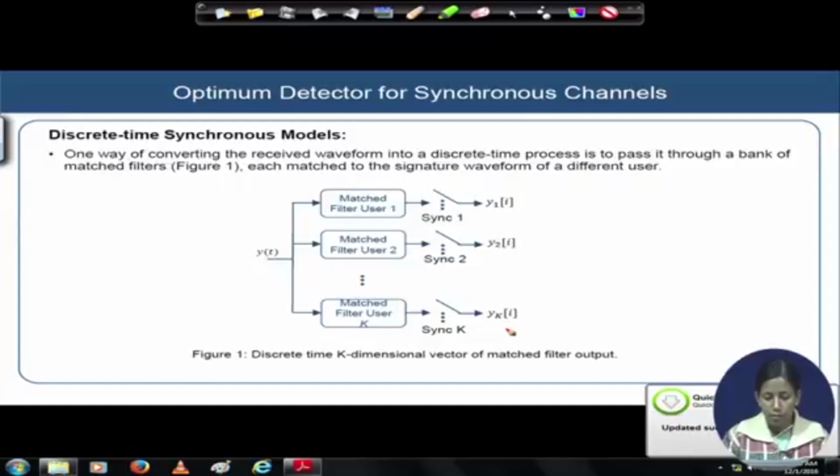So that is the initial set. This y1 to yk is the point of interest based on which the detector starts working. This is a discrete-time k-dimensional vector representation by means of the matched filters, which is a very fast operation that a CDMA receiver does.